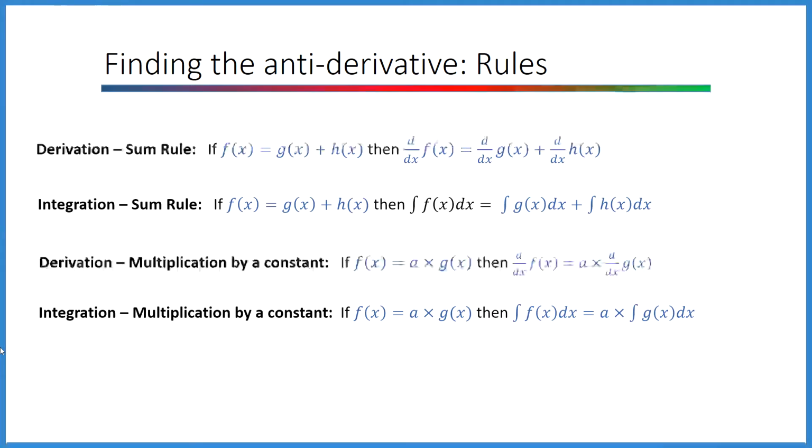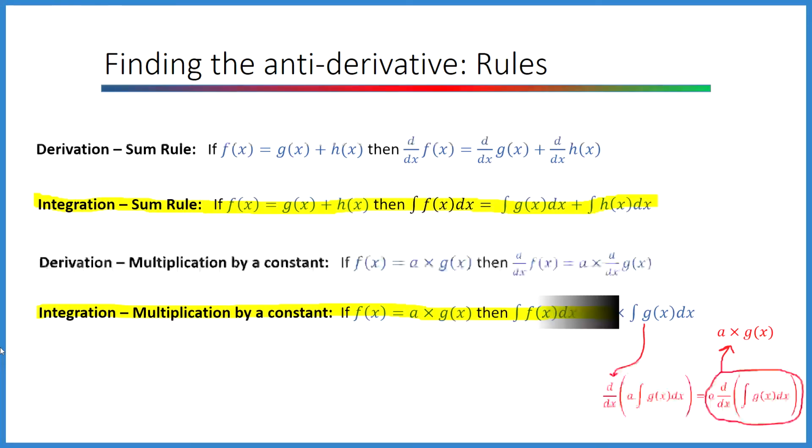Now let's check it. Well, working on the right-hand side of the equation again, we know from our rule for the derivative of multiplying a constant that the derivative of a times the integral of g of x dx must be equal to a times the derivative of the integral of g of x dx. Of course, the derivative of the integral of g of x dx is simply equal to g of x, so this term becomes a times g of x. And that checks out.